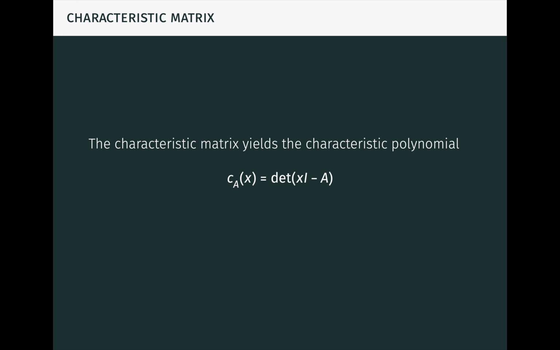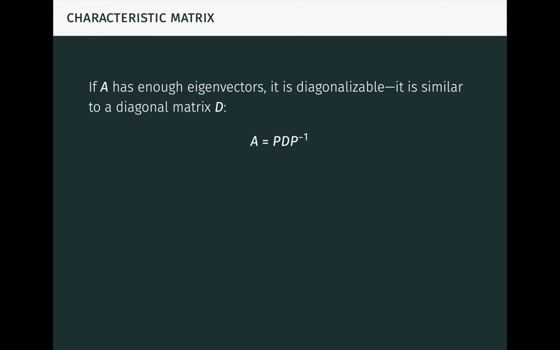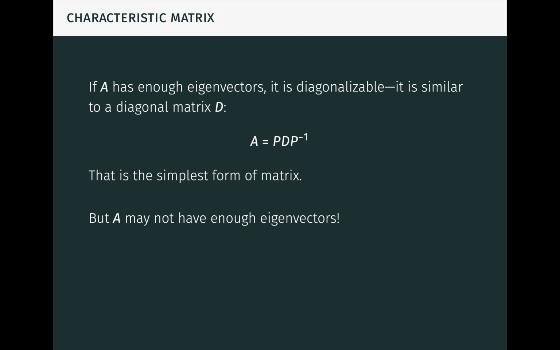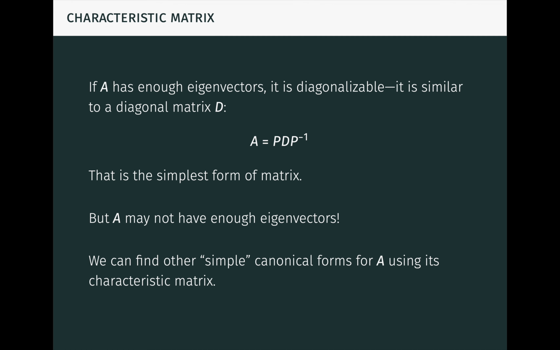The characteristic matrix should hopefully be familiar to you from the characteristic polynomial. The roots of the characteristic polynomial are the eigenvalues of the matrix. If, and only if, the matrix has enough eigenvectors corresponding to those eigenvalues, it's diagonalizable, meaning it's similar to a diagonal matrix. That's the simplest possible form of a matrix. However, the matrix may not have enough eigenvectors. Fortunately, we can still find other reasonably simple canonical forms for the matrix using its characteristic matrix.